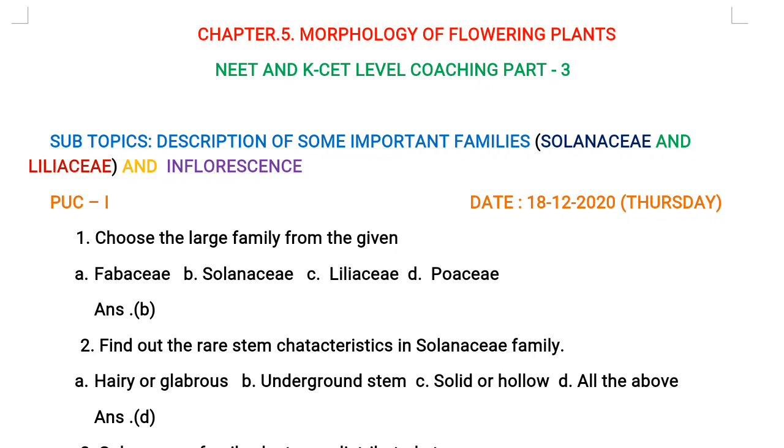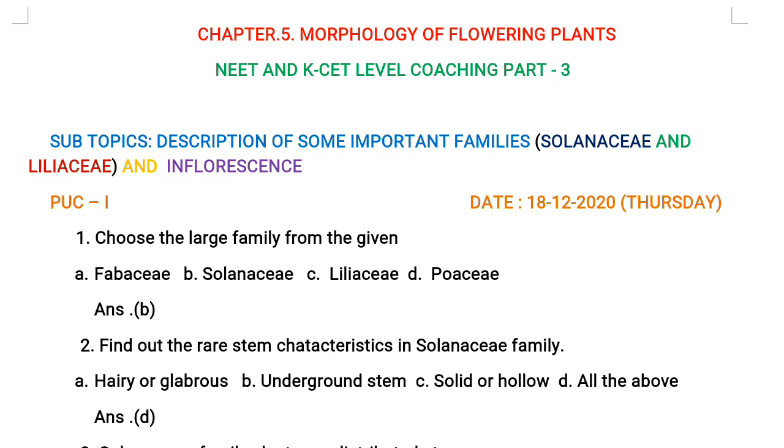First question: choose the large family from the given. Option A, Fabaceae. Option B, Solanaceae. Option C, Liliaceae. Option D, Poaceae. The correct option for this question is option B. Let's discuss deeply about this question.